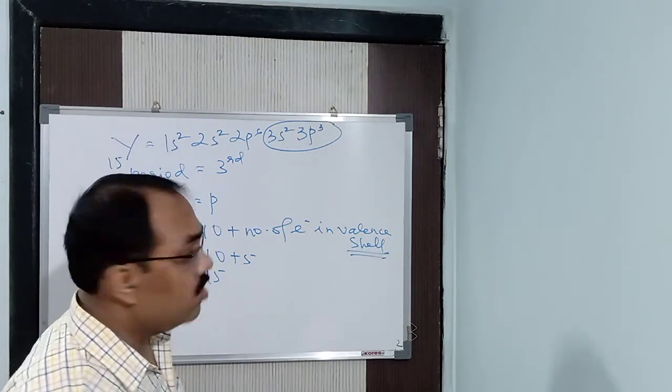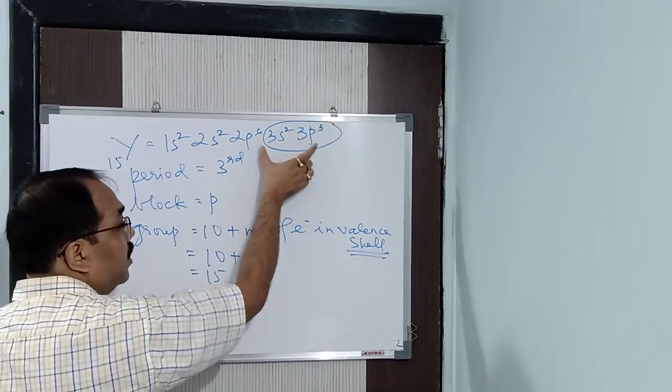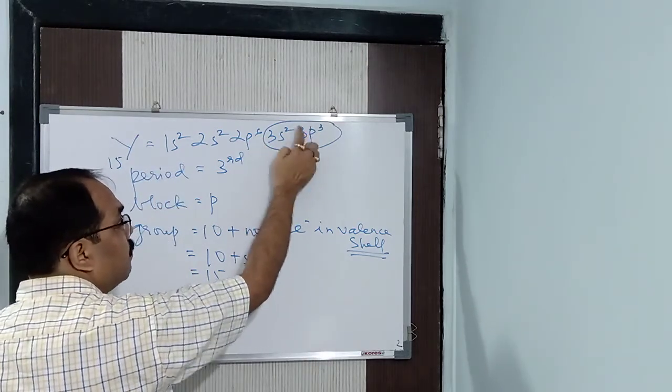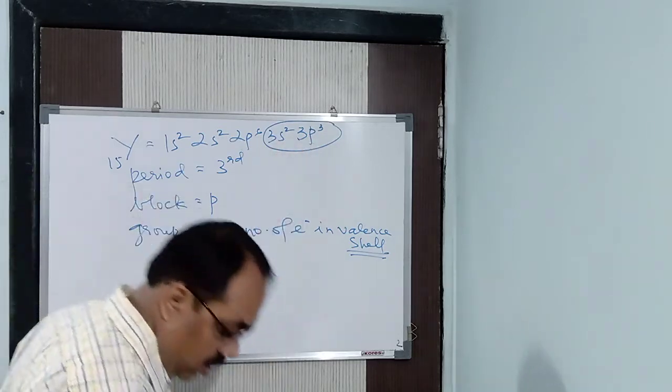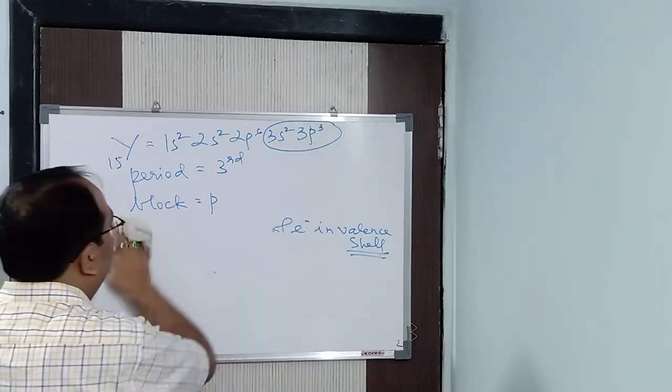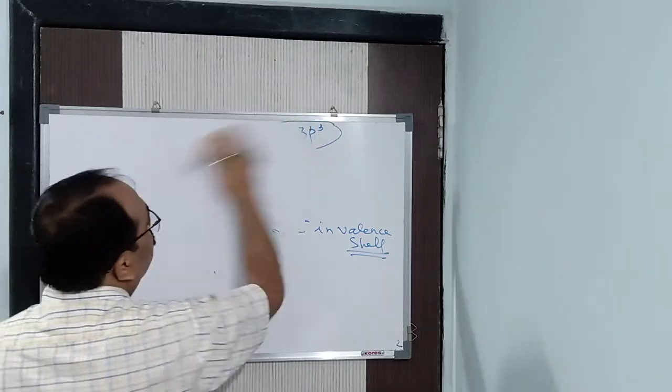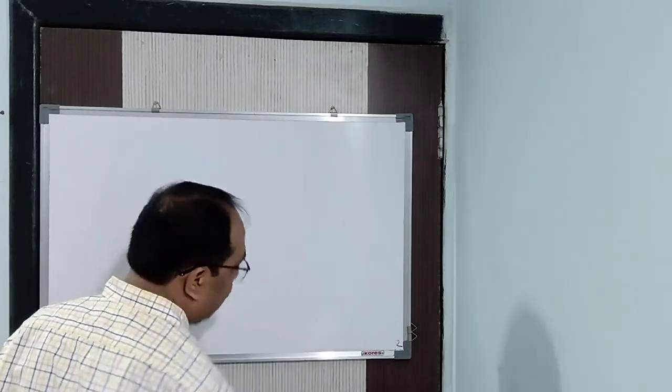10 plus the number of electrons in the valence shell. See, this I am saying repeatedly. Understand it. This is your subshell. This is your subshell. But together it is a shell. It's the outermost shell, the valence shell. Clear? Now, next. If an element belongs to D block, how will you find it out?